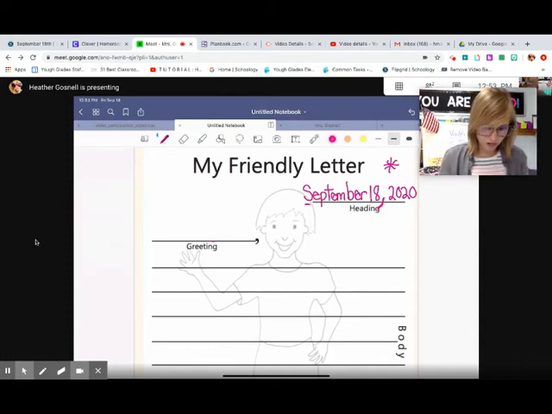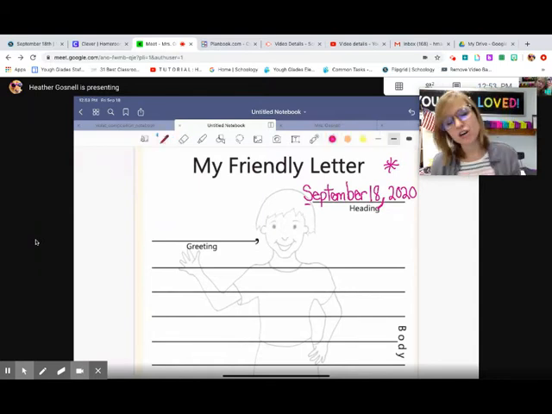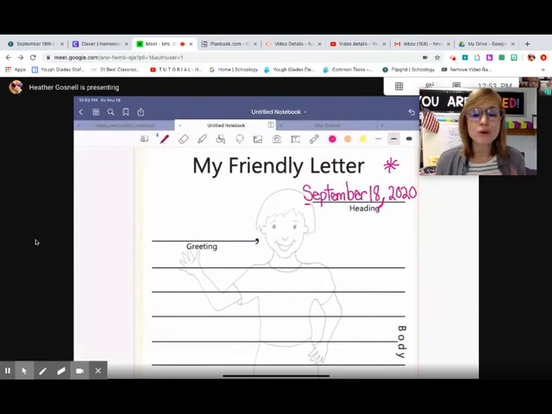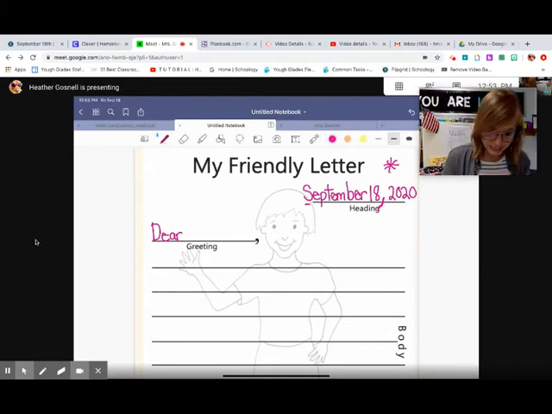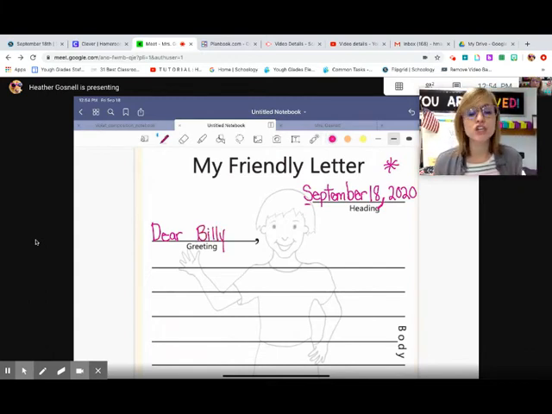The next part we're going to talk about is the greeting. Now, the greeting is dear or hello. And remember, you were writing a letter to yourself. So you're going to say dear, and start with an uppercase letter. Dear. And you're going to write your name, not my name, your name. And you're writing a letter to yourself. So if your name was Billy, you would go, Dear Billy. And make sure, of course, your name is uppercased. You have to make sure that you are a proper noun as well.